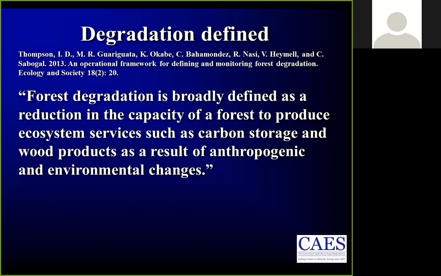And they said that forest degradation is broadly defined as reduction in the capacity of a forest to produce ecosystem services, such as carbon storage. And I think maybe more of what we're looking at here is wood products as a result of anthropogenic, that just means human, environmental changes. And I think ecosystem services for a lot of people nowadays also includes just having a diverse bird population out there, because a lot of us like birds and wildlife.